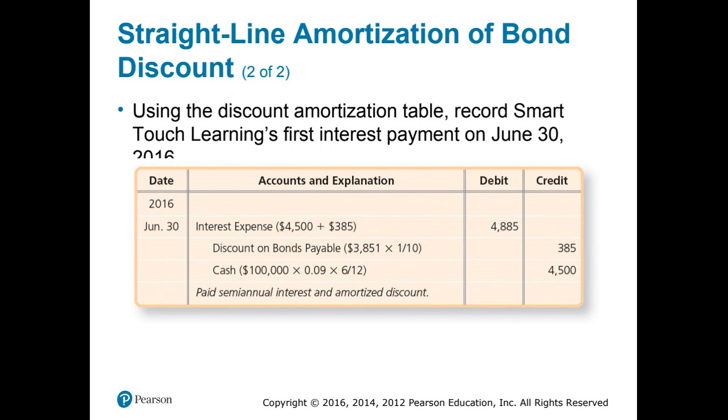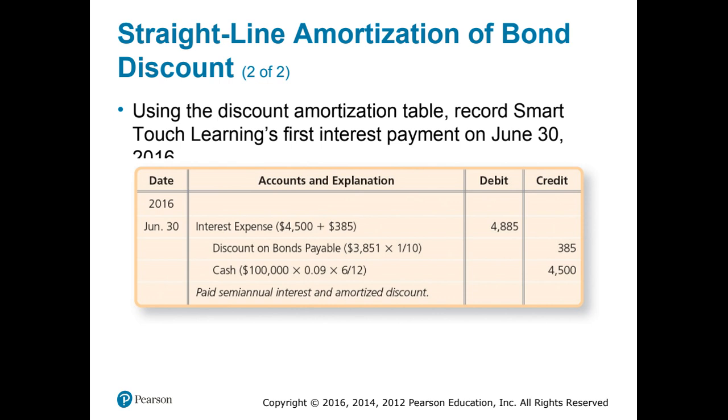All right, so using the discount amortization table, we're going to record Smart Touch Learning's first interest payment on June 30th, 2016. So June 30th, 2016, we're going to debit our interest expense for the $4,885. And they show here that we calculated the interest expense. We took the $4,500 plus the $385, and that gave us our total amount for interest expense.